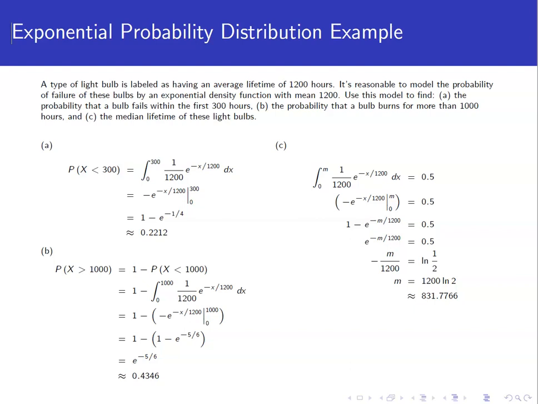We're going to use this model to find the probability that the bulb fails within the first 300 hours, the probability that it lasts more than 1,000 hours, and then the median lifetime of the bulbs.